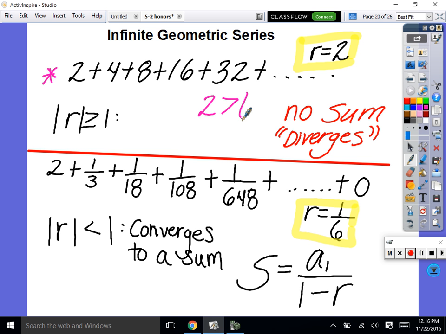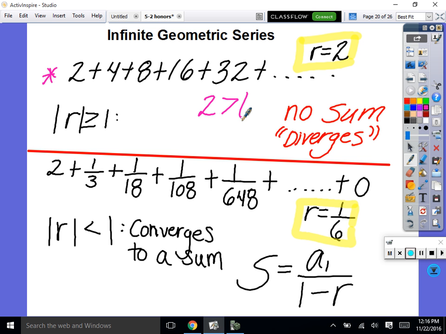So once again, if a geometric series has no sum because the r value is greater than 1, then it will have no sum, so it diverges. Now think about something like this. 2 plus 1/3 plus 1/18 plus 1/108 plus 1/648. Our common ratio is 1/6.